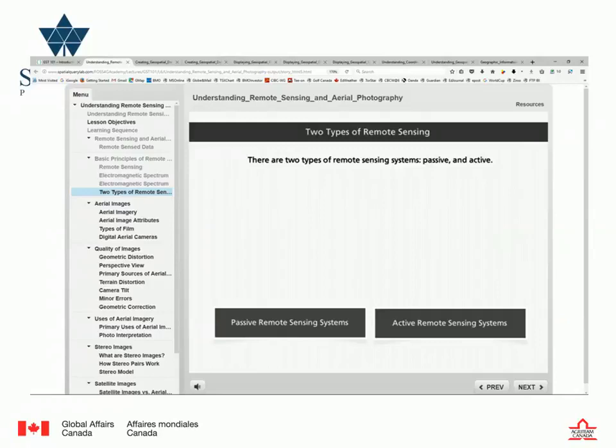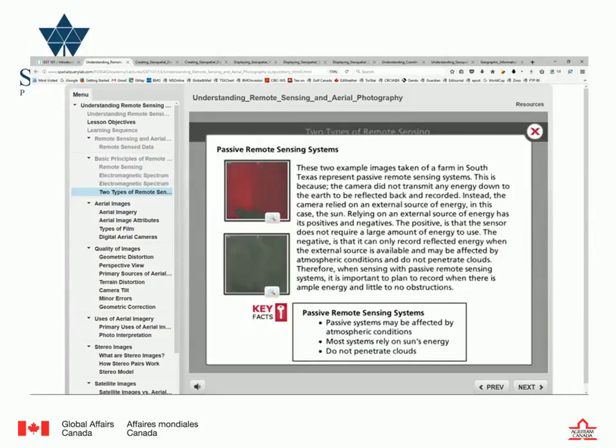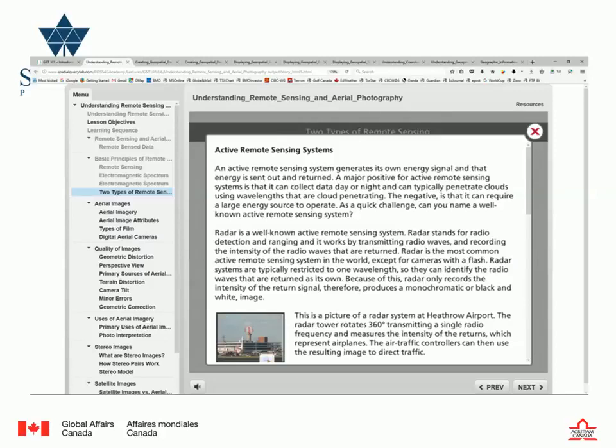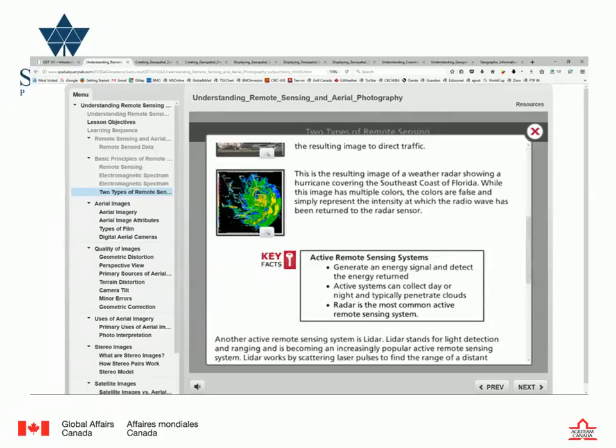There are two types of remote sensing, what is called passive and active. Passive remote sensing relies on the reflection of the sun's energy, and it will not penetrate clouds. Clouds would affect the passive. So if you have clouds, you can't see it. Active remote sensing is something like radar. Radar is a certain frequency of the light spectrum. It generates an energy signal and detects the energy return. Active systems work day and night and typically penetrate clouds. Radar is the most common active remote sensing system.